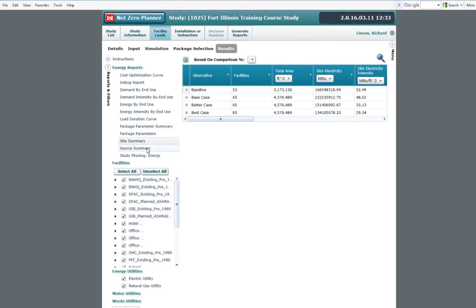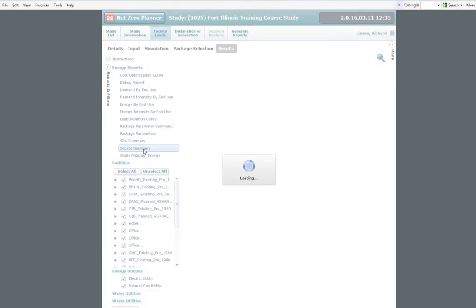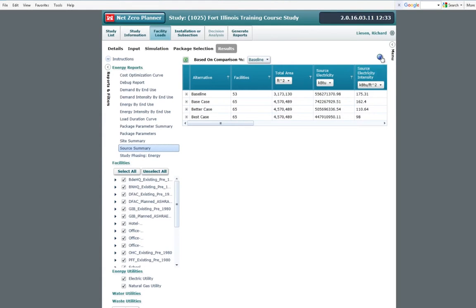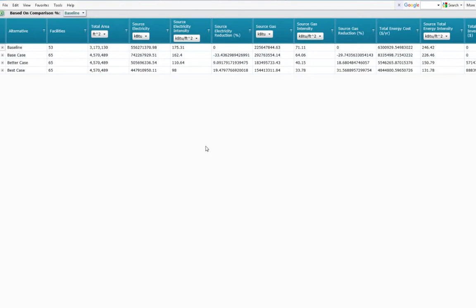The source summary has the same columns and information as the site summary, except at this point it's multiplied by those fuel factors, which give us an idea of how much fuel is consumed at the power plant if it was electricity. And so what we see here for kBTUs, instead of that 120 down to 61, for the total we're seeing 246 down to 131.